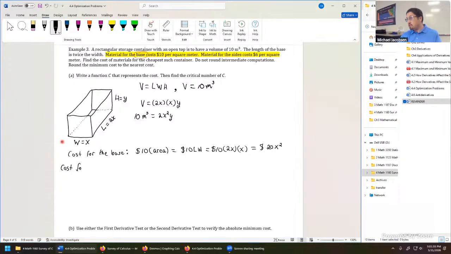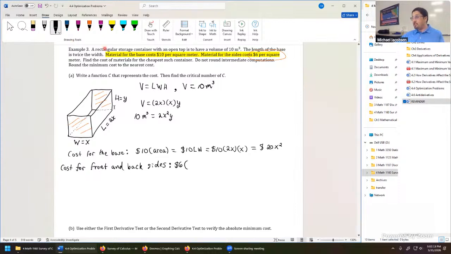Cost for front and back sides. By the front and back sides, I mean this front face here with the temporary highlighting and that back side there as well. So front and back sides will have a particular cost. And again, we're going cheaper on the sides. All of it's going to be $6, whether it's the front and back face or the left and right side. So we're on the $6 per square meter.